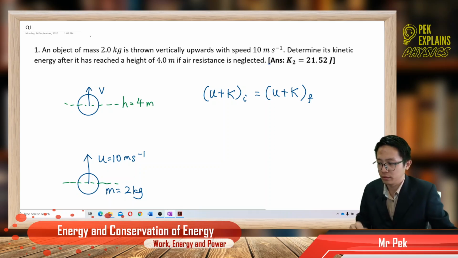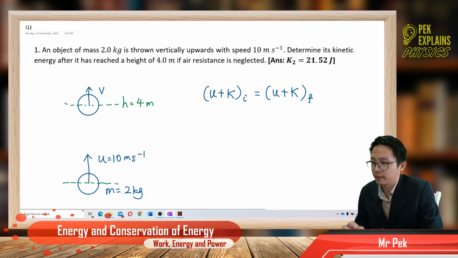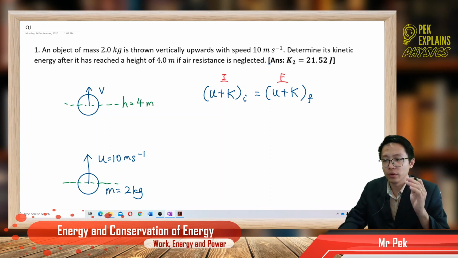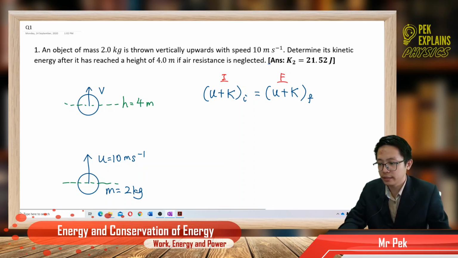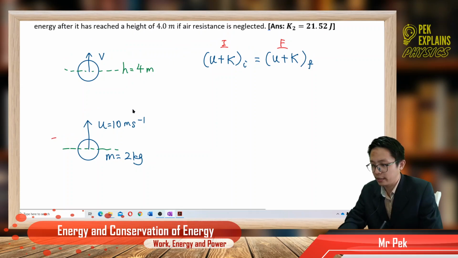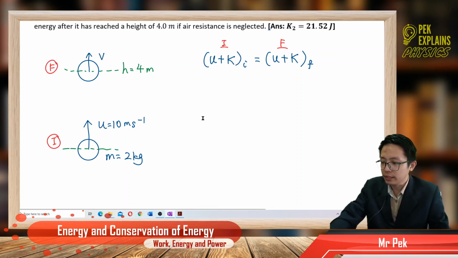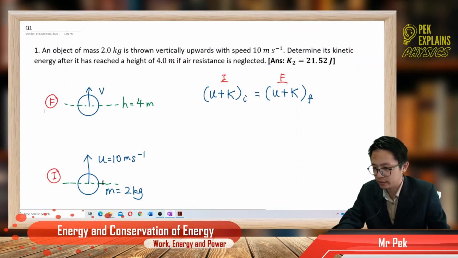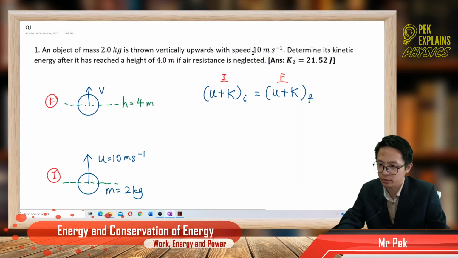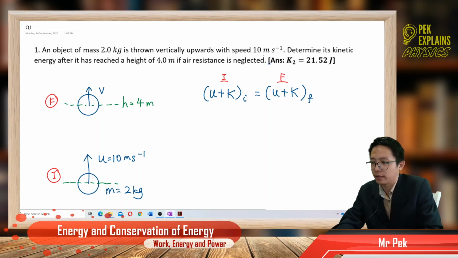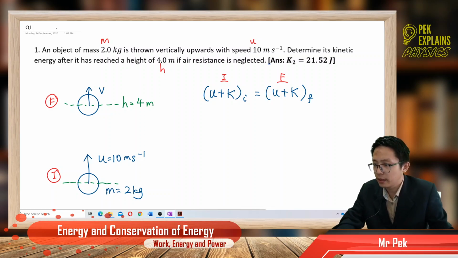As you can see, this is the initial part, and this is the final part. We must detect, at the initial part, what kind of energy is involved, and also at the final part, what kind of energy is involved. Initially, what kind of energy does it have? It says it is thrown vertically upwards with a certain speed. Let us write down: this is the mass, this is the initial speed, and it has a certain height.